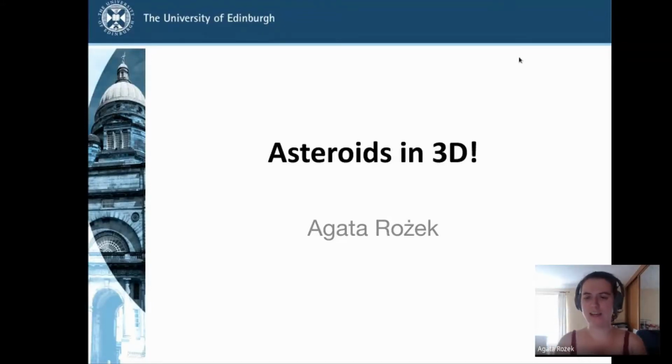Let's begin this lecture on asteroids in 3D, or 3D shape modeling of asteroids. This is going to be a condensed version of the last 8 years of my life, or 8 years of my research life, more precisely. I'm a postdoctoral researcher at the University of Edinburgh. I did my PhD at the University of Kent, and I've been in the UK the last 8 years.